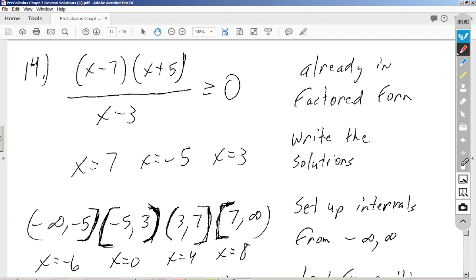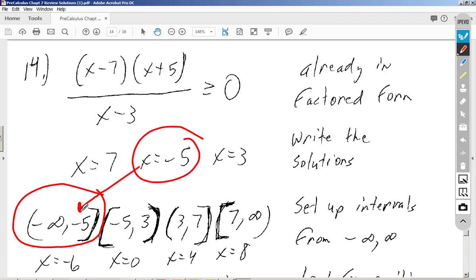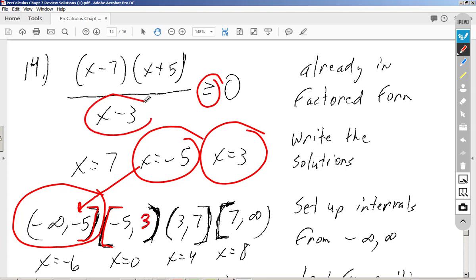infinity to positive infinity. So here's negative infinity to negative 5. That's my smallest x value. And notice since this is equal to, I use a bracket right here. Now my next biggest one is 3, so from negative 5 to 3. But notice since 3 is in the denominator, even though it says equal to, I still can't equal that 3 because that's a division by 0. So that means I'm going to use a parenthesis here.